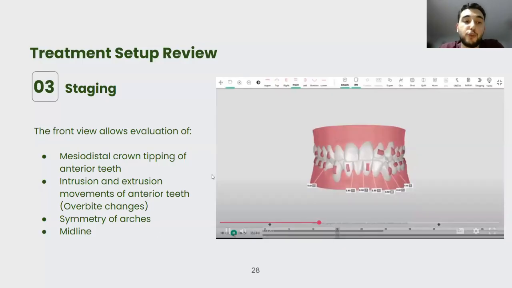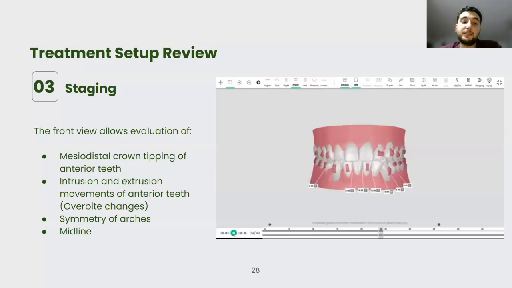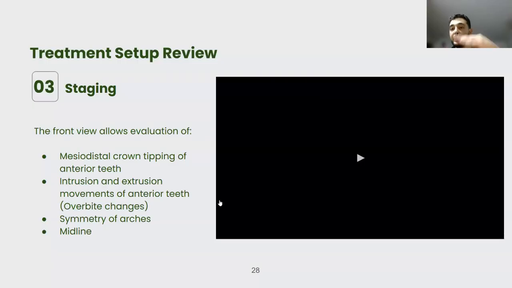Also, I can check the intrusion and extrusion. When are they happening? When are these vertical movements happening? And we can check the changes to the anterior teeth, whether we have any overbite changes. So for example, in the previous cases that I was showing, in an open bite case or a deep bite case, we want to overcompensate and finish with an open bite or edge to edge. We can check that too from the frontal view.